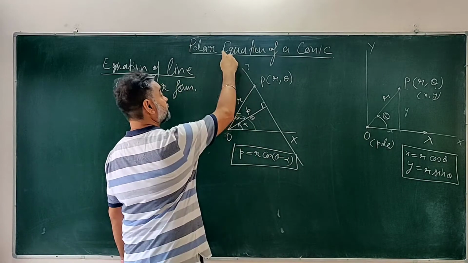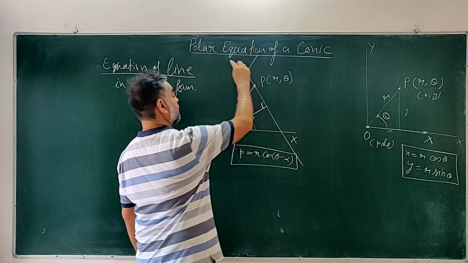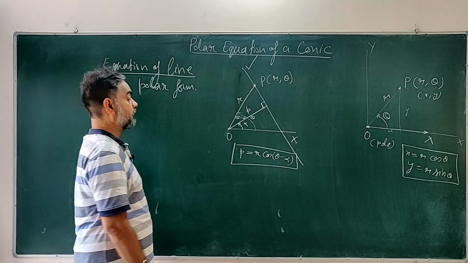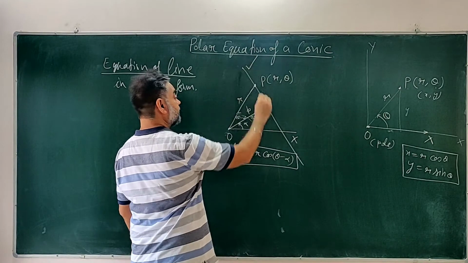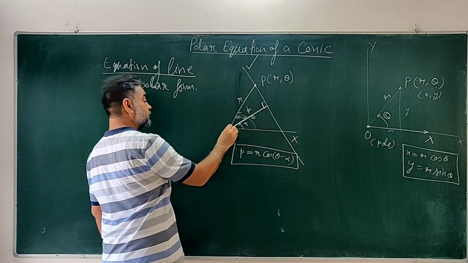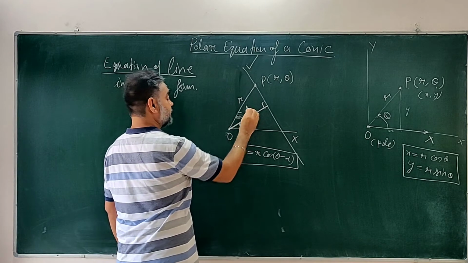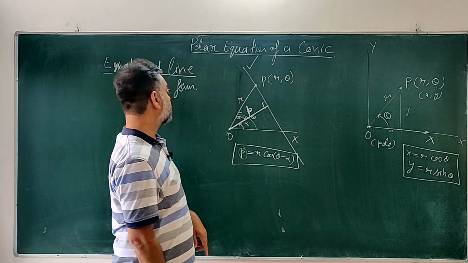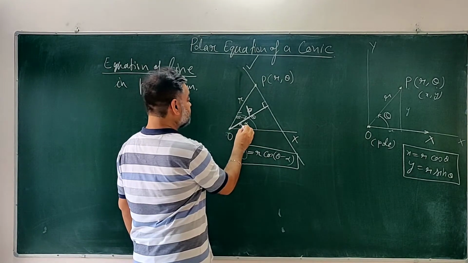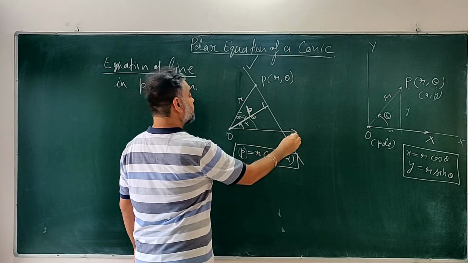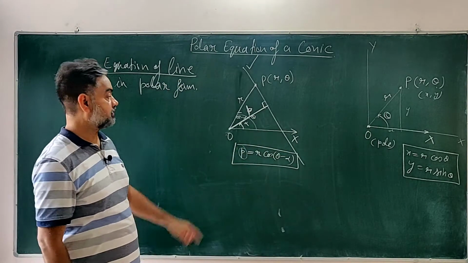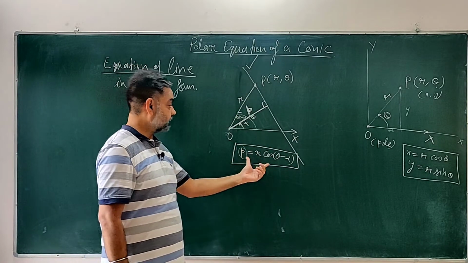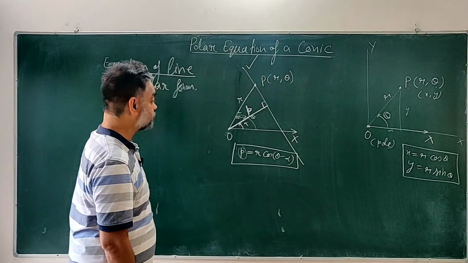So this is the equation of this straight line: p equal to r cos(theta minus alpha). Which straight line is this? It is the straight line whose perpendicular distance from the initial point is p. p is the perpendicular distance of the line from the point O, and alpha is the angle which this perpendicular makes with the initial axis. Suppose OX is the initial line, so the perpendicular makes an angle alpha with this. Then the equation of this line would be p is equal to r cos(theta minus alpha).